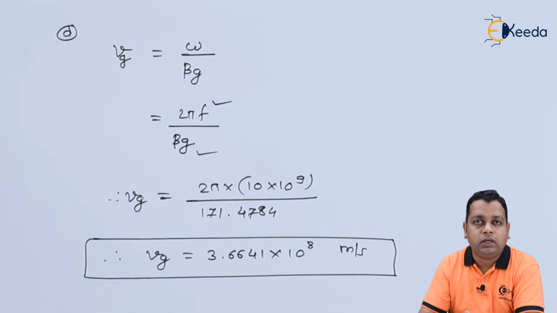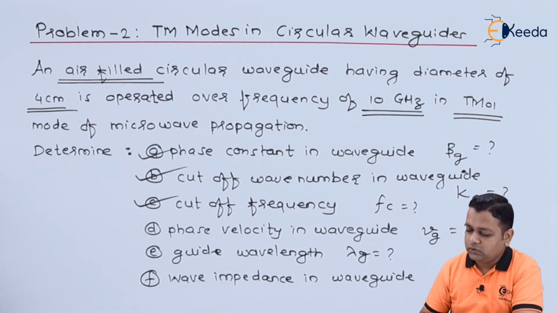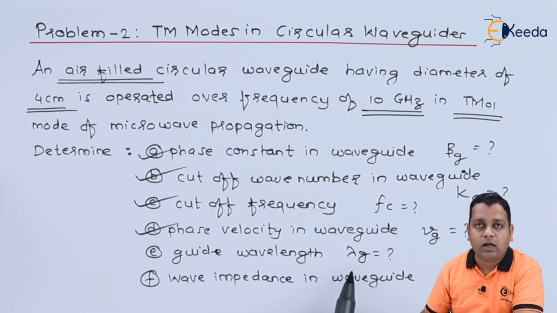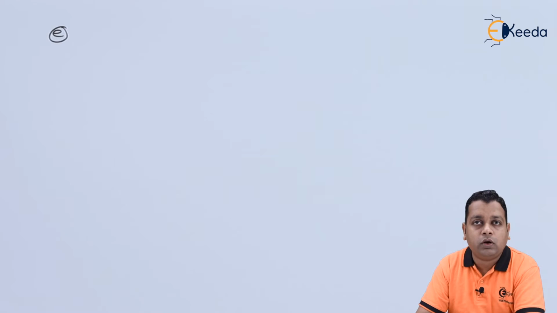So for the given details, we have determined this value. So after the phase velocity, we require the guide wavelength represented by lambda suffix g to be determined. So for part E, we shall be making use of the relationship between the 3 types of wavelengths corresponding to a circular waveguide here.